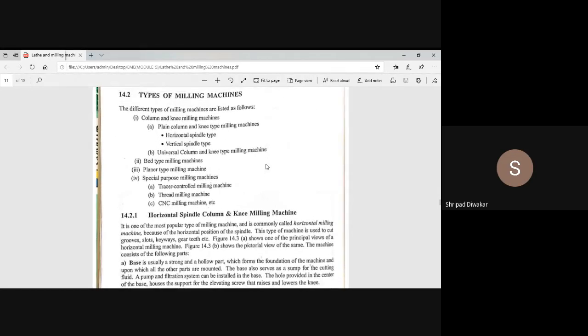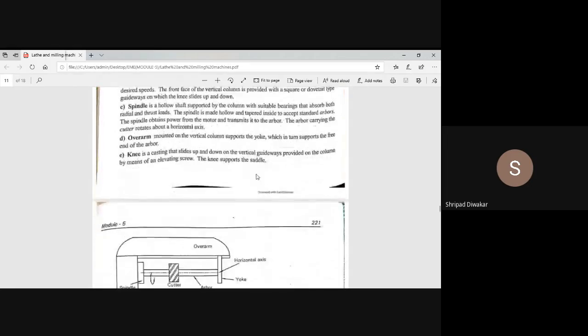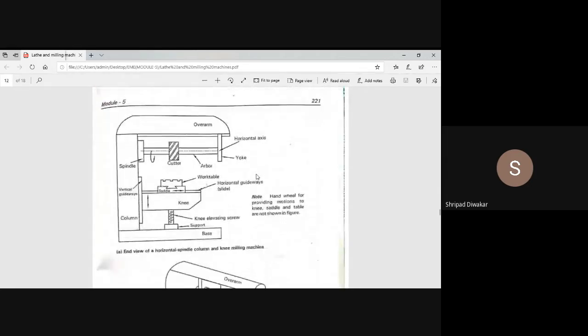classification of a milling machine. So we have the horizontal milling machine and the vertical milling machine. These are the two major milling machines. The first one is the horizontal milling machine. In a horizontal milling machine, the spindle is in a horizontal position. That's why it is called a horizontal milling machine.